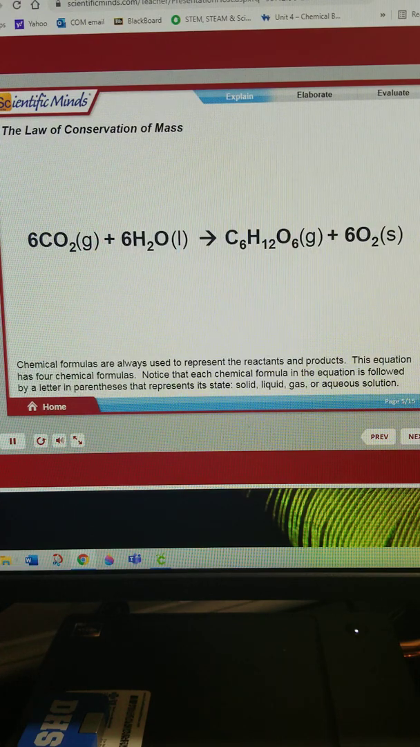Chemical formulas are always used to represent the reactants and products. This equation has 4 chemical formulas. Notice that each chemical formula in the equation is followed by a letter in parentheses that represents its state: solid, liquid, gas, or aqueous solution.